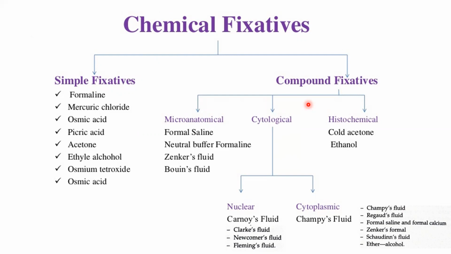Simple fixators include formalin, mercuric acid, osmic acid, picric acid, and acetone. In compound fixators, there is more than one component. Compound fixators are further divided into three types: microanatomical, cytological, and histochemical. Microanatomical include formal saline, Zenker's, and Bouin's. Cytological are further differentiated into two types: either nuclear fixator or cytoplasmic fixator. Nuclear include Clarke's, Carnoy's, Newcomer's, and Flemming's, and cytoplasmic include Champy's fluid, and then histochemical.